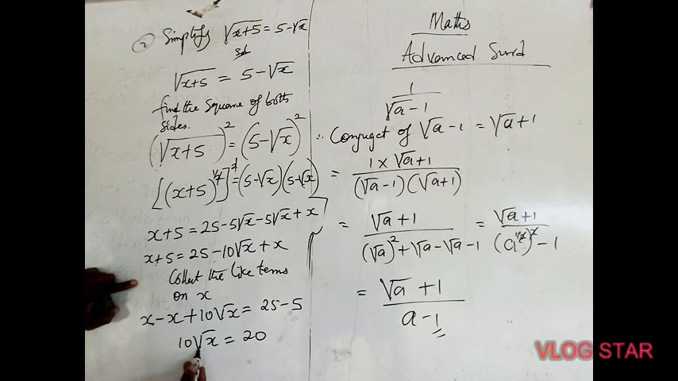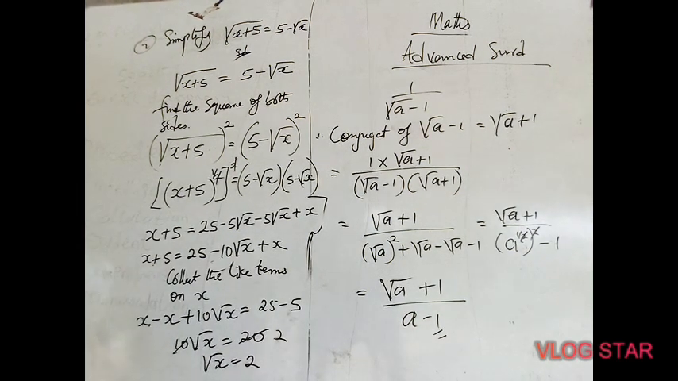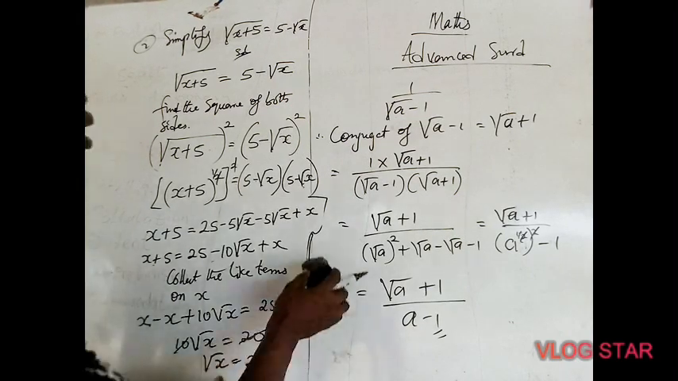You make root x the subject of the formula by dividing both sides by 20. So if you divide both sides by 20, what do we have here? We have root x, which is equal to 2. So root x here is equal to 2. But the question asks us to find x, not root x. Definitely we are meant to find x. How do you get the value of x?